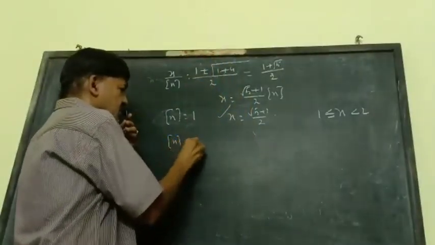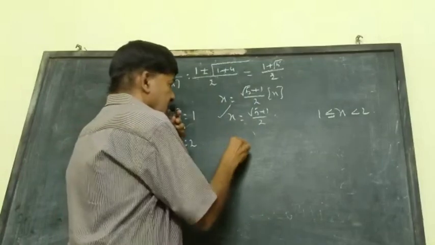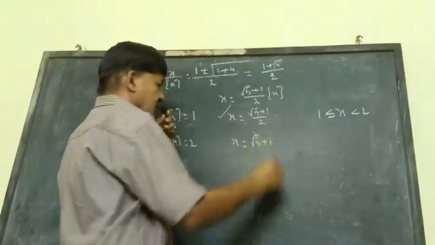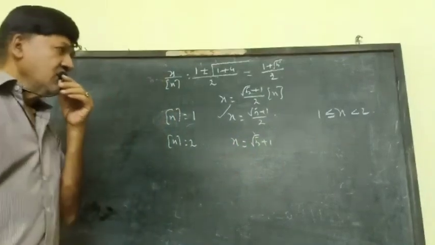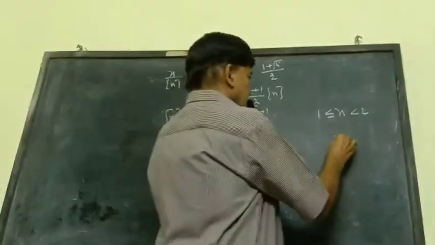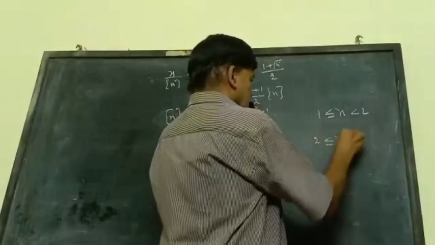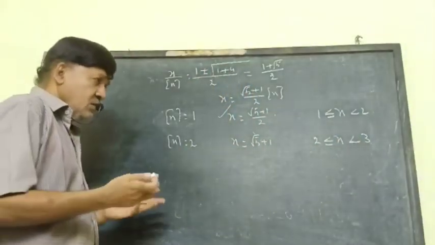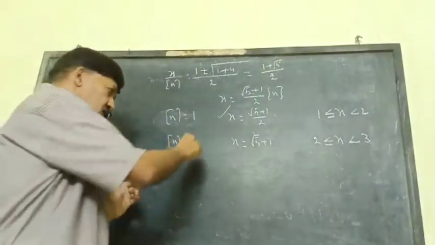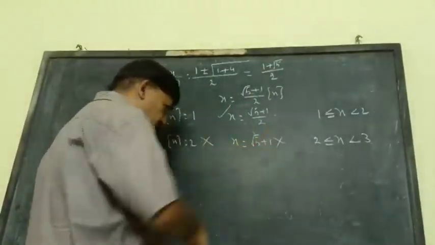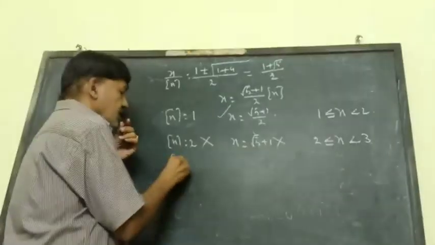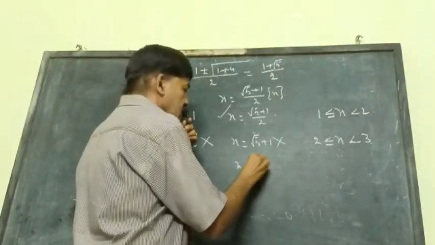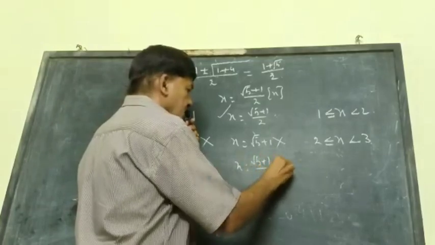Step x equal to 2. What x do you get? Root 5 plus 1. Here our x value should lie between 2 and 3. Root 5 plus 1 is more than 3. So this is ruled out. Step x equal to 3: x is root 5 plus 1 by 2 into 3.